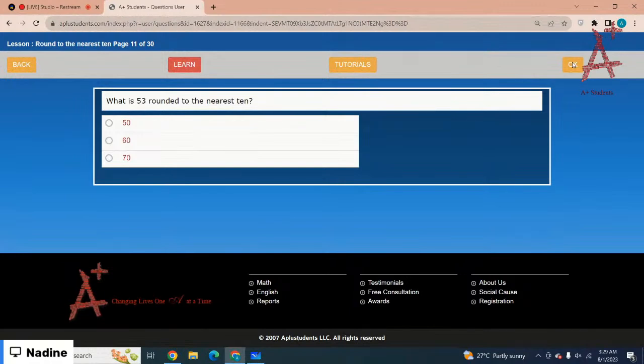What is 53 rounded to the nearest 10? 53 is rounded off to 50 because 3 is less than 5. So you have to end up on the same 10. So it would be 50.